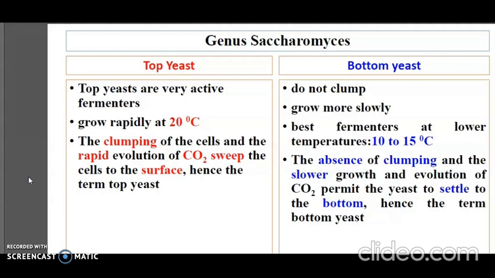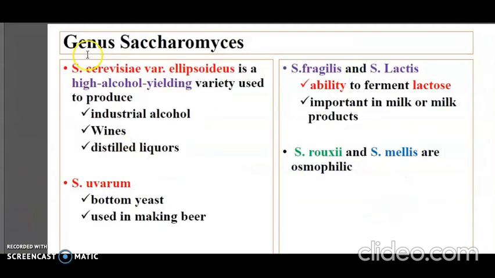They are the best fermenters at lower temperature, that is 10 to 15 degrees Celsius. The absence of clumping and the slower growth and evolution of carbon dioxide permit the yeast to settle to the bottom, and hence the term bottom yeast. Saccharomyces cerevisiae variety ellipsoideus is a high alcohol yielding variety and is used to produce industrial alcohol, wines, and distilled liquors. And Saccharomyces carlsbergensis is a bottom yeast and it is used in making beer.